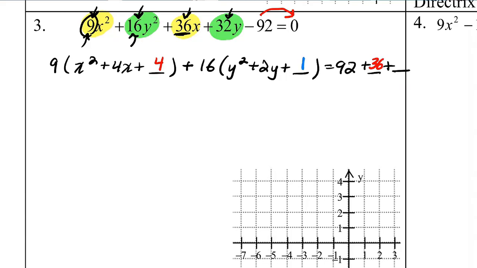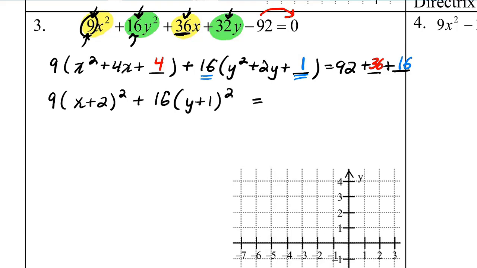And I'll ask you, can you visualize the number in your head that you're going to be adding to the right side of the equation? It's not a 1, but it would be 16 times 1, which is 16. Now we have an equation that looks like this, 9. We can factor to have (x + 2) squared. We have a 16, which factors to be (y + 1) squared. And we have 92 + 36 + 16, which is 144.